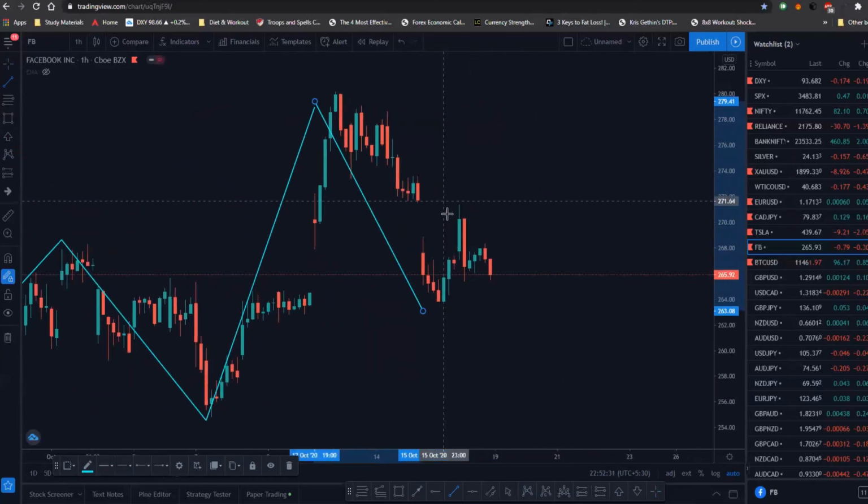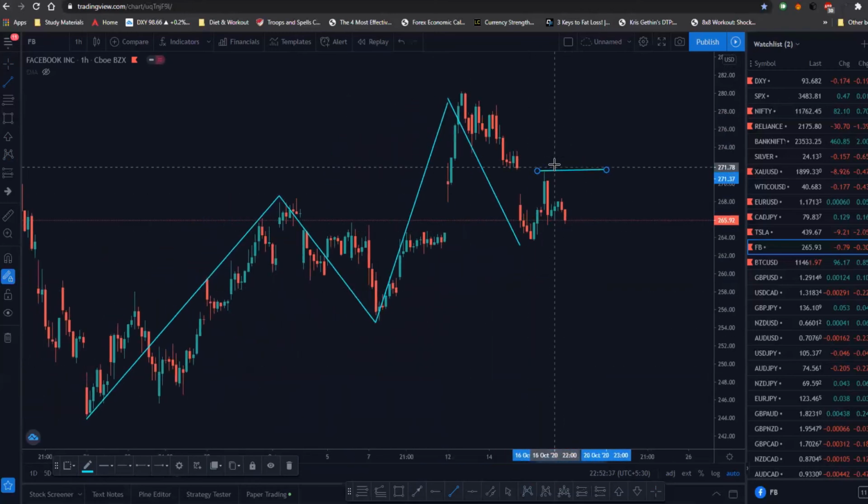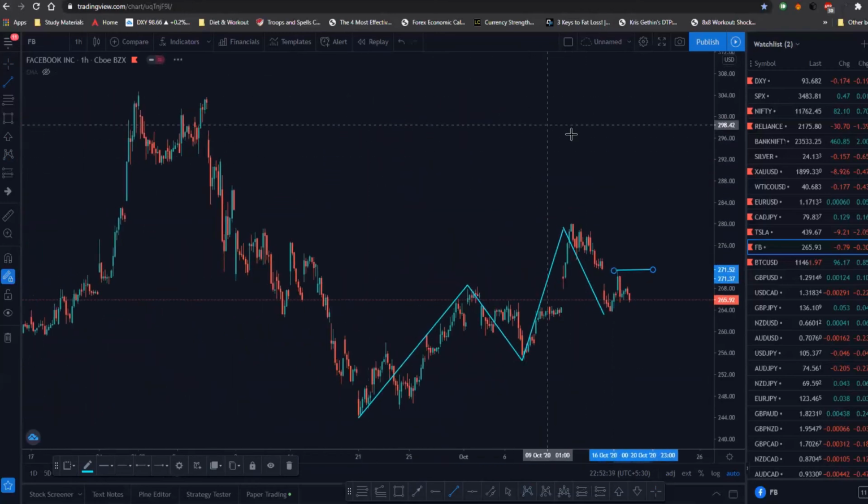So let's say that we have a break and close above this level. Now that's a confirmation that the market can go up to the level which I have drawn in the first place. So this is how I trade basically.